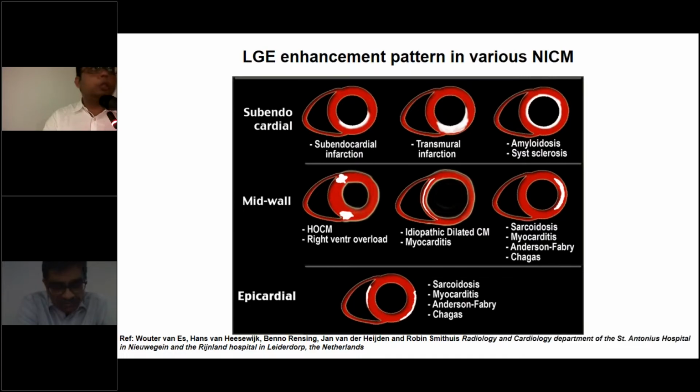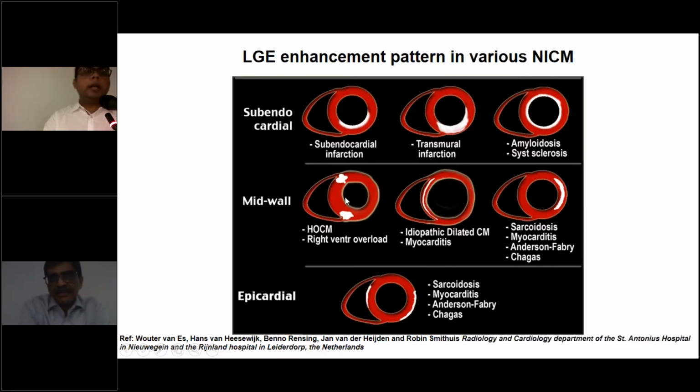The subendocardial enhancement, the global subendocardial enhancement, is said to be very specific for amyloidosis, but can also be seen in cases of systemic sclerosis. You may see a subendocardial enhancement in cases of subendocardial infarction or ischemia, but this enhancement will be confined to one vascular territory, like in this case to the RCA territory, and they extend from the endo to epicardium, like in this case of transmural infarction.